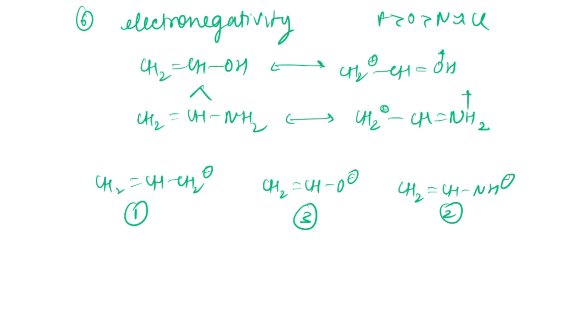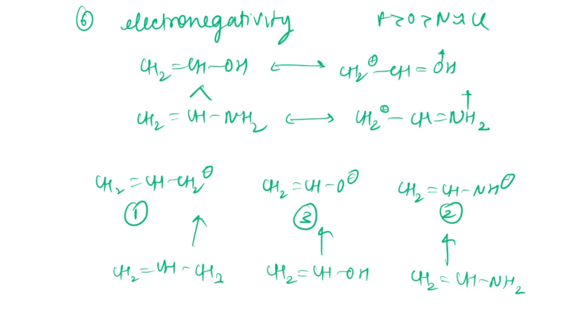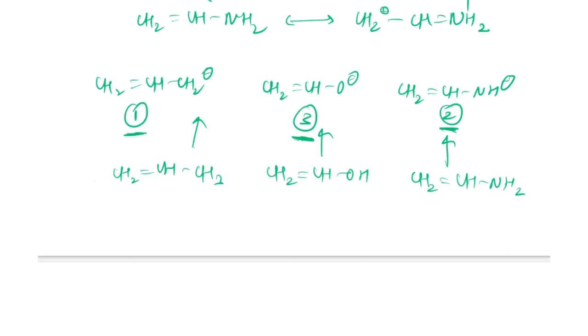stable. If we talk about the resonance energy of CH2 double bond CH CH3, CH2 double bond CHOH, CH2 double bond CH NH2, when these break, it will break like this. So the resonance energy will be 1, then 2, then here will be 3. That will be the order we will be seeing. Now let's compare some more on the basis of what we have studied.